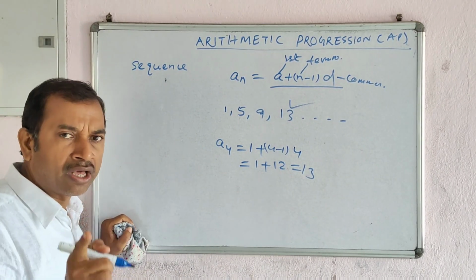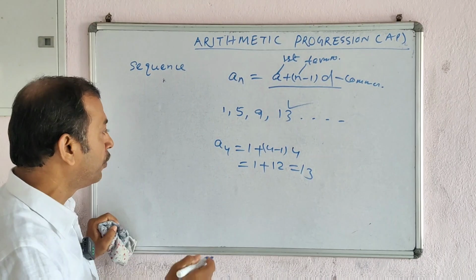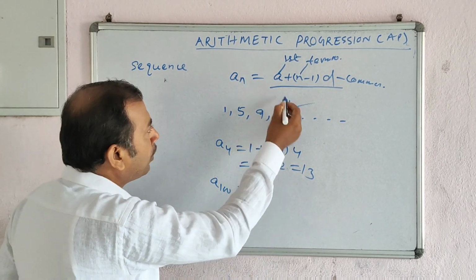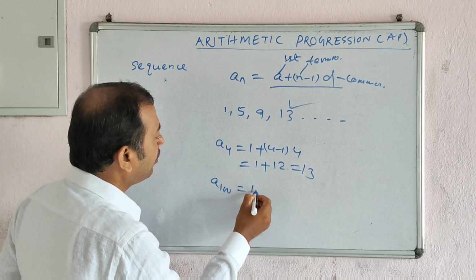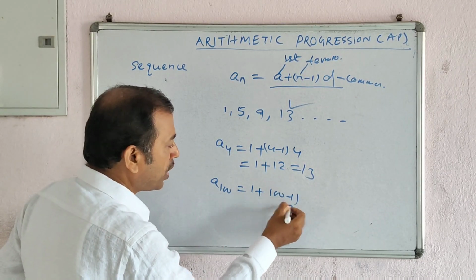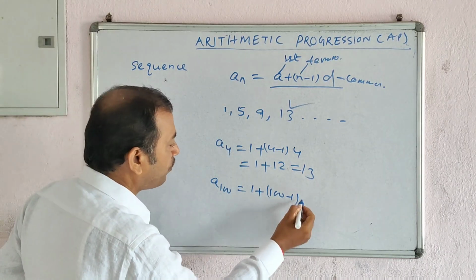So similarly any term, suppose you want to find the 100th term. 100th term कैसे निकालेंगे? a100. तो पुट करो फार्मूला, a is 1, plus n is what? 100. 100 minus 1 into d. d is what? 5 minus 1, 4.